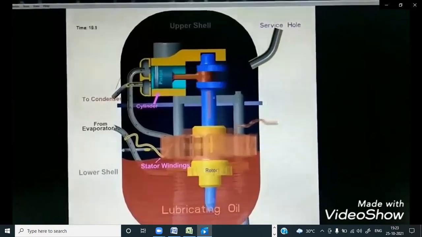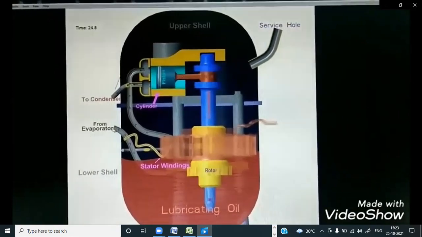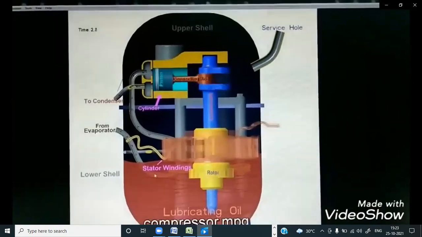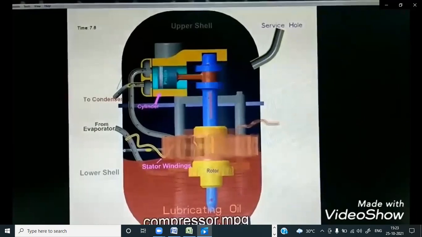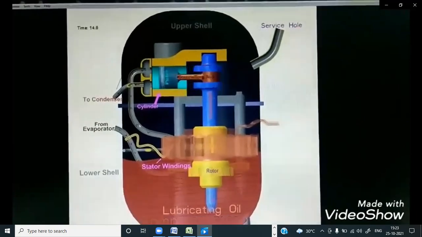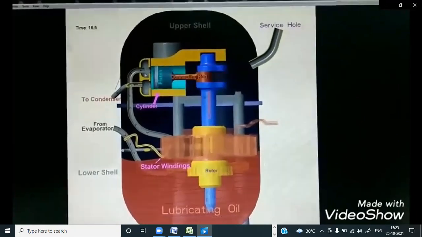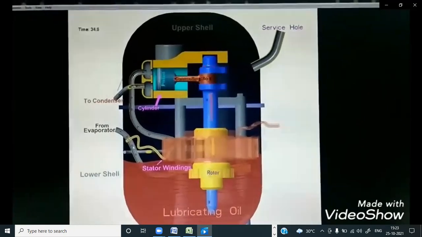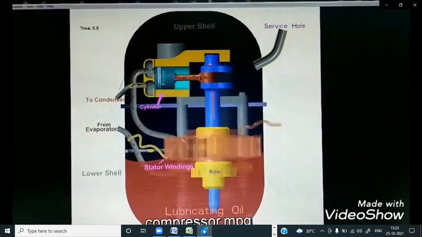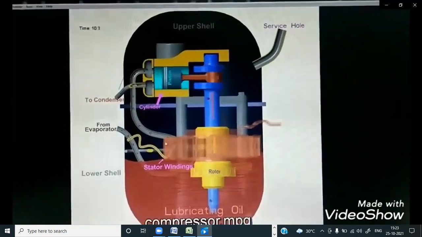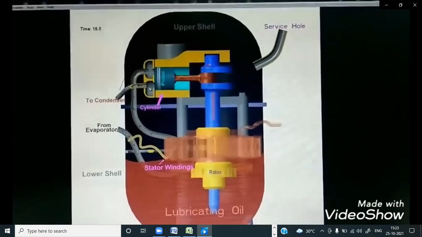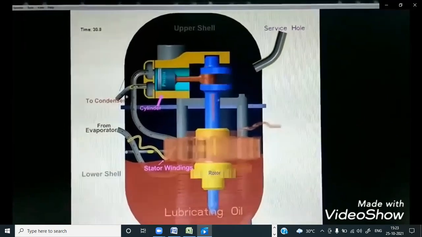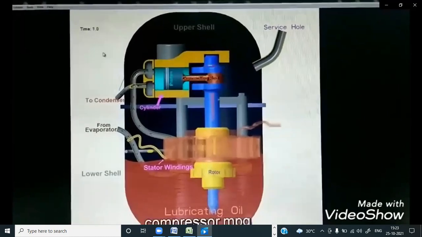This is the suction line which comes from the evaporator. It is routed around the electrical winding and then connected to the suction port. As the suction line is at low pressure and low temperature, it helps in cooling the windings. This is the discharge connection which goes to the condenser and from there it goes to the refrigerator.